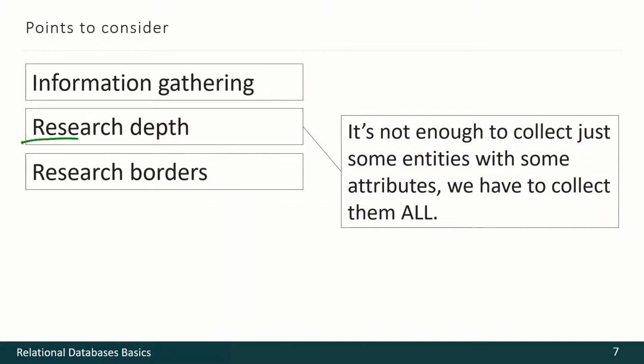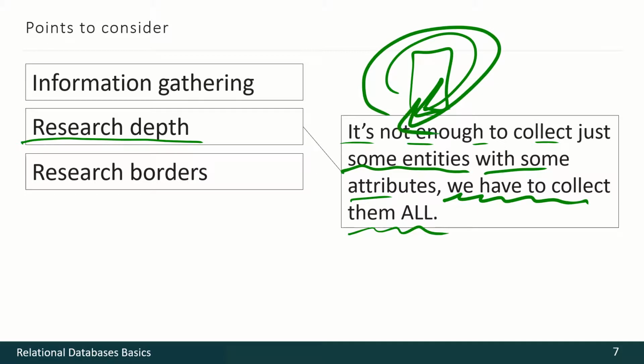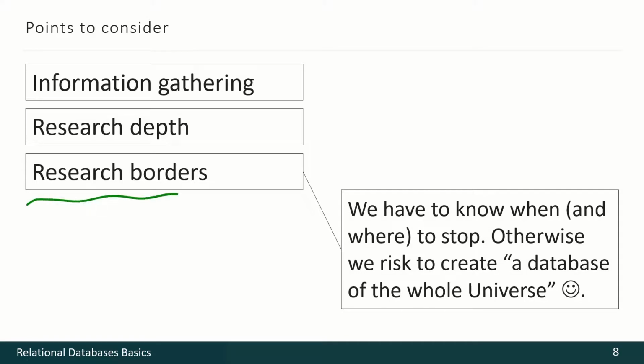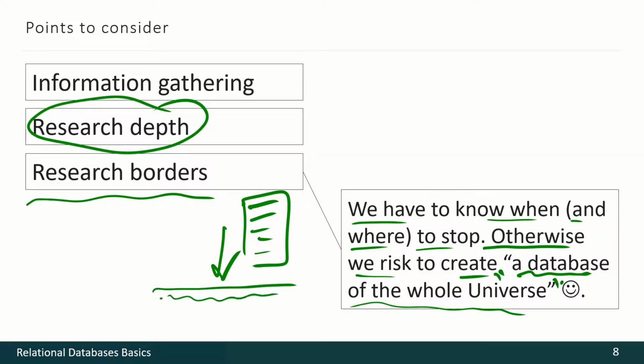The idea of research depth is that it's not enough to collect just some entities with some attributes, but we have to collect them all. So once again, that's why we need that iterative process in order not to forget, not to omit anything. But we have to mind research borders. We have to know when and where to stop. Otherwise, we risk creating, in quotation marks, of course, a database of the whole universe. So, when we are creating the documentation, we have to achieve the research depth, and we have to know where to stop, where the border is.